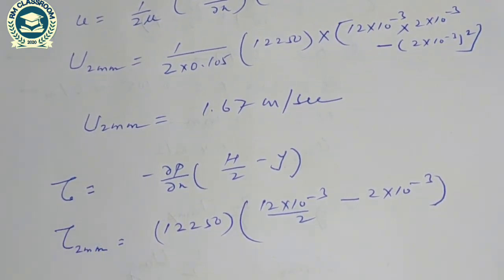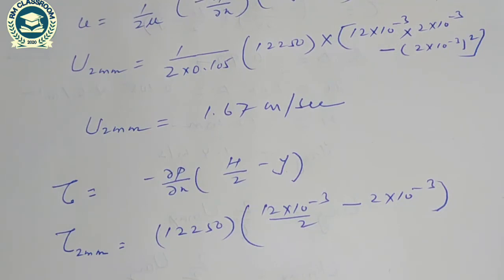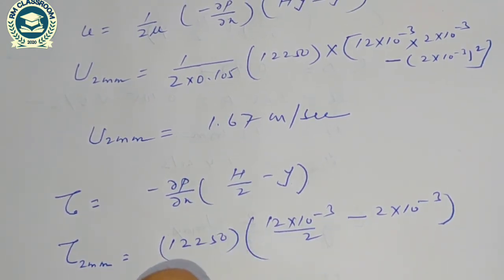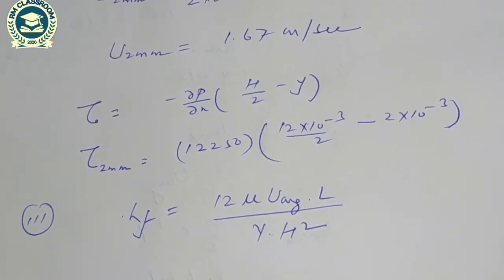And in the third part, we have to compute the loss of head over a distance of 25 meter. So we know the expression of head loss. The expression of head loss for parallel plates is 12 mu into u average into L by gamma h square.